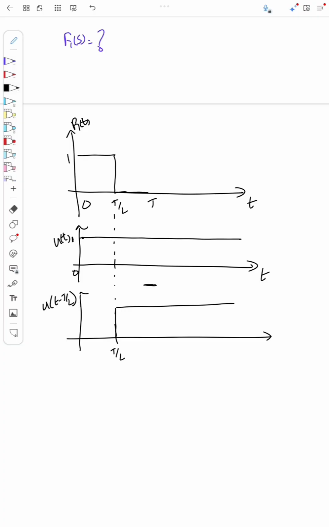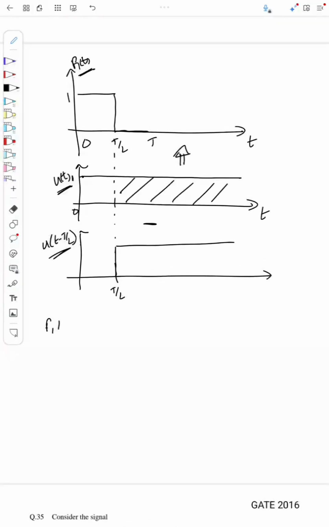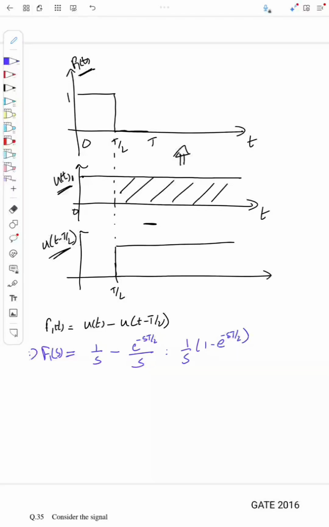If I subtract these two signals, what happens? I will get the above signal, right. This portion will be subtracted off from u(t), so u(t) minus u(t minus T by 2) is f1(t). So what will be F1(s)? If I take the Laplace transform of this, the Laplace transform of u(t) is 1 by s, minus the Laplace transform of u(t minus T by 2), which is e power minus sT by 2 by s. Or I can write it as 1 by s into 1 minus e power minus sT by 2, right.